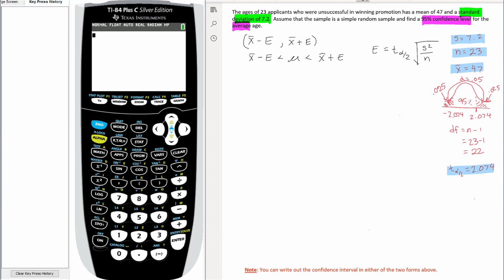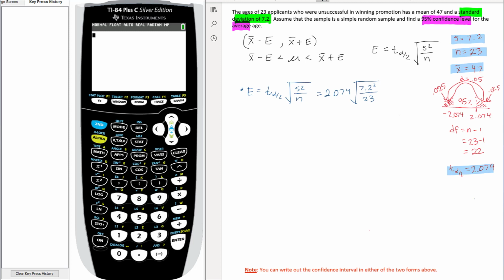So let's go back to the formula. We know that E, the margin of error, is equal to t sub alpha over 2 times the square root of s squared over n. So then plug in our values. t sub alpha over 2 is 2.074, times the square root of s squared. S is equal to 7.2, and then you square it, divided by n. N is equal to 23, so divided by 23.